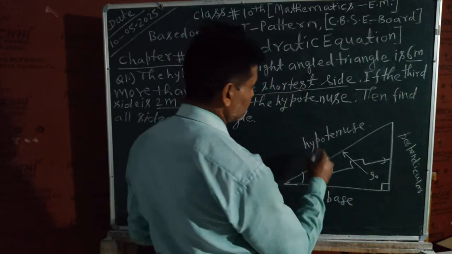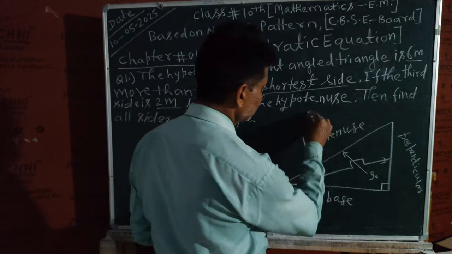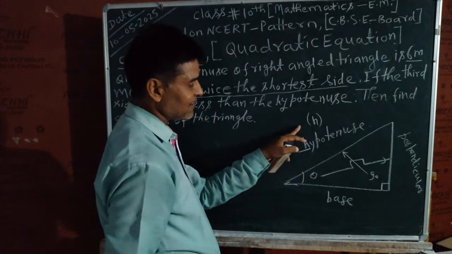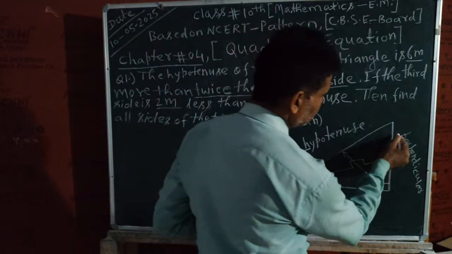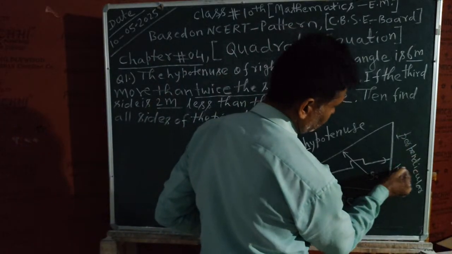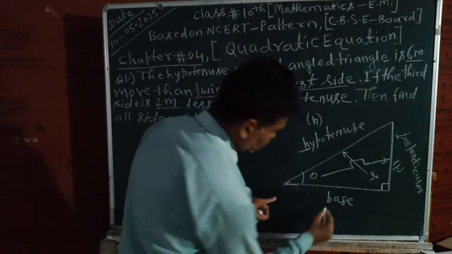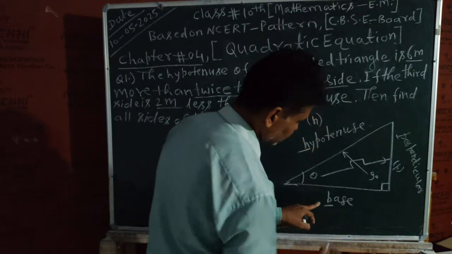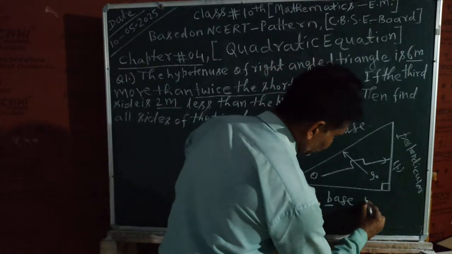So hypotenuse is written as S because hypotenuse starts with S. So I will write here S. Perpendicular starts with P, so here I will write P. And base starts with B, so I will write here B.